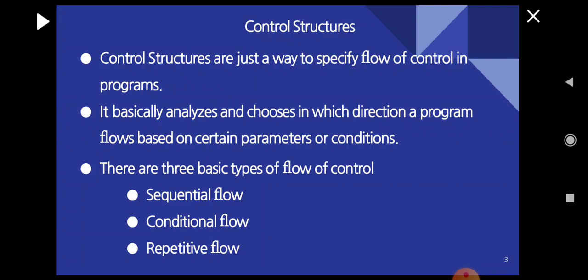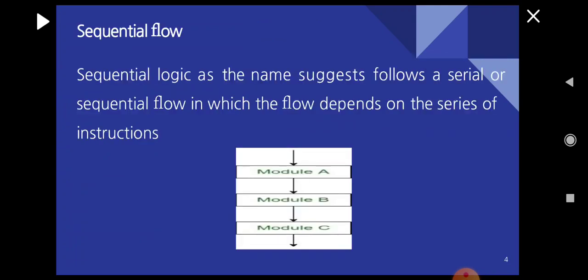It basically analyzes and chooses in which direction a program flows based on certain parameters or the condition which is provided by the programmer. There are three basic types of flow of controls: sequential flow, conditional flow and repetitive flow.